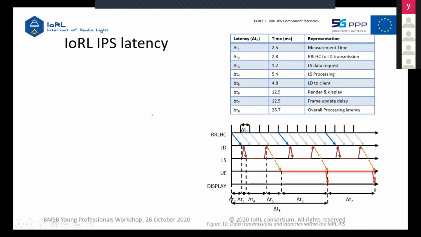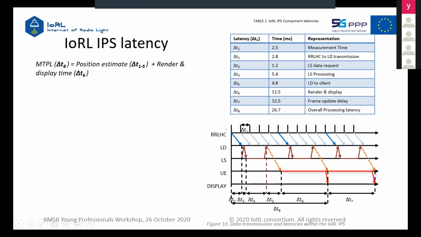So one thing that we had to do was model the system, and one of the key constituents was the latency throughout the system. So we calculated the runtime of several components, and here in the lower figure you can see the transmission rate between the radio lighthead controller, the location database, location server, user equipment, and our user display. So you can see the separate timings, and here we have the motion to photon latency.